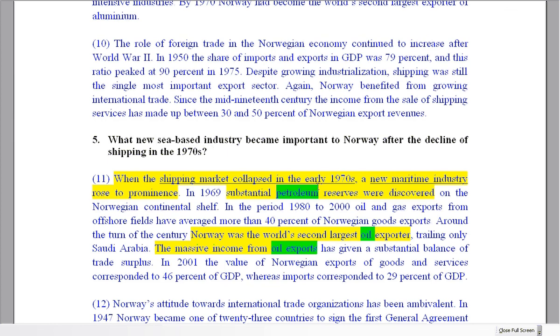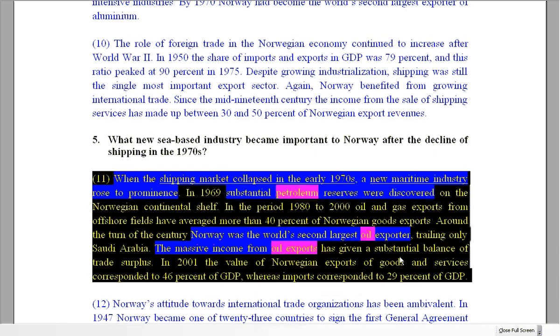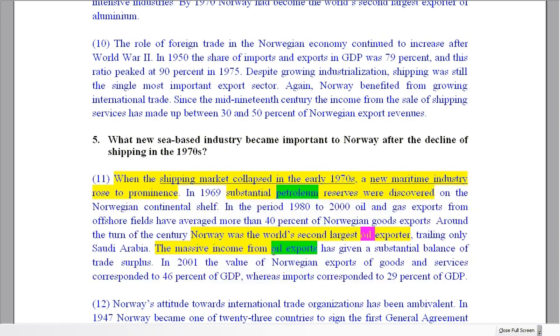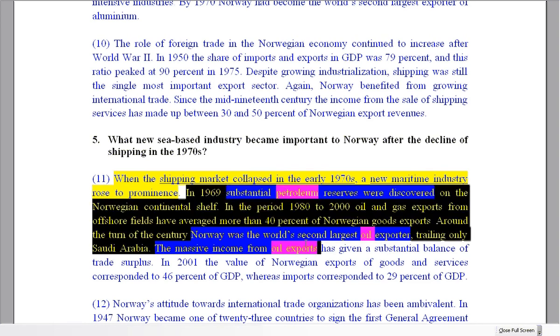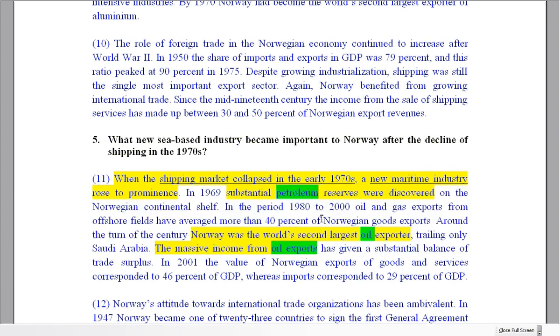And what did it? Petrol, oil, oil exports. If you write all this, then it's going to be a bit long and contain unnecessary information. So what was the industry? You could put that whole part of the sentence there and that would be an acceptable answer. Or all of that, the massive income from oil exports. Oil, petrol. One or two words is enough of an answer here.